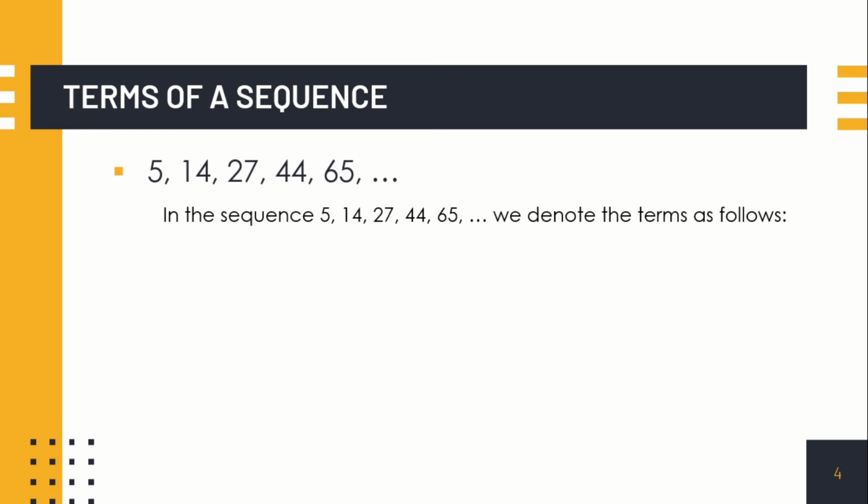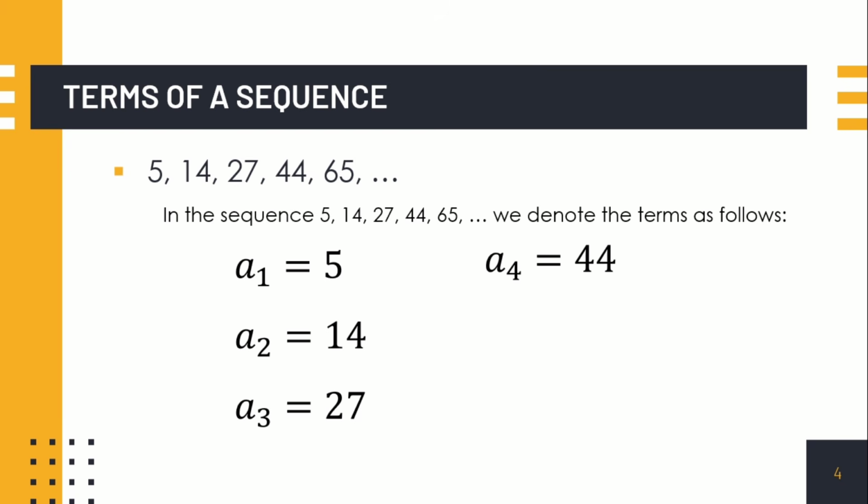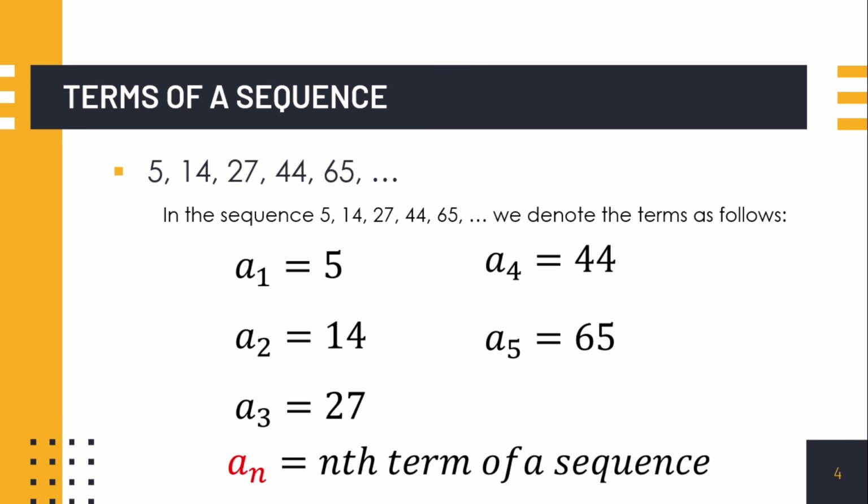5, 14, 27, 44, 65, we denote the terms as follows. a sub 1, that is our first term. Our second term, 14, we denote as a sub 2. And a sub 3 is our third term, 27. And then a sub 4 is equal to 44, that is our fourth term. And a sub 5 is equal to 65, and that is our fifth term. So, we call a sub n the nth term of a sequence. Now, as you can see, we have 3 dots here. It indicates that the sequence continues beyond 65.